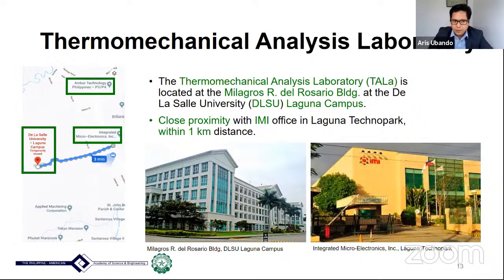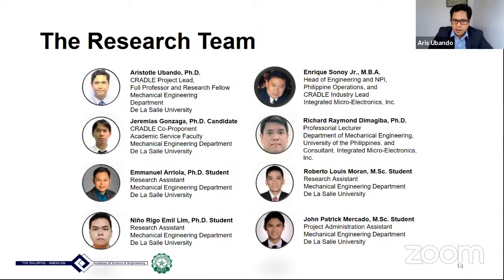Together with me, I'm working with Engineer Jeremiah Gonzaga, and we have hired four RAs. We have Eman, Nino, Louis, and Patrick as the RAs. And we have partnered with Mr. Enriquez from the industry. And we have Dr. Richard Di Magiba, who's a consultant to IMI and also a project manager.